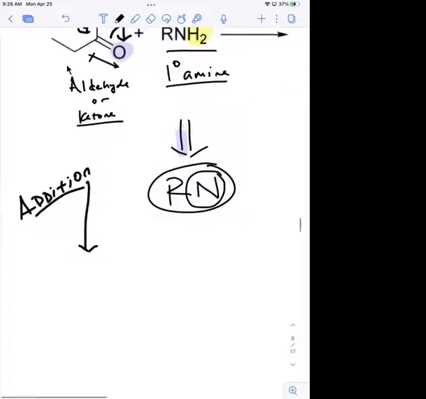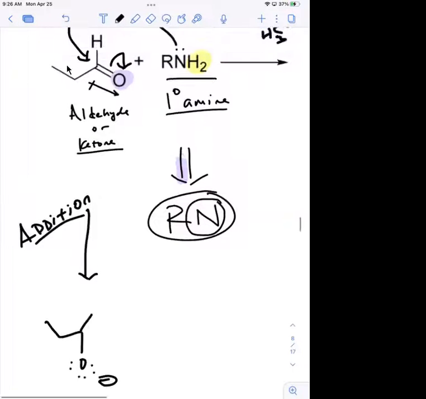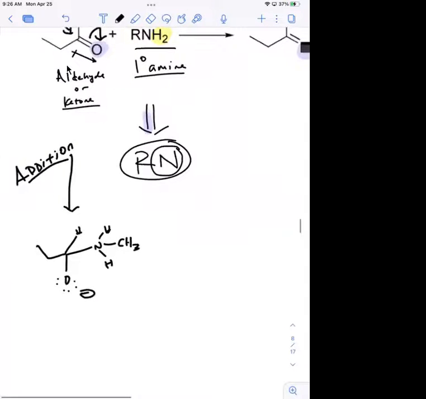So I'm going to just try to keep this here. That's negative. I'll keep the hydrogen pointed up. And then here is my amine. And let's make our CH3.